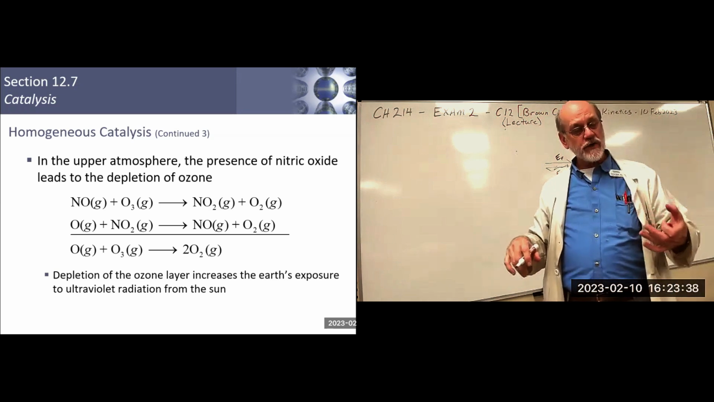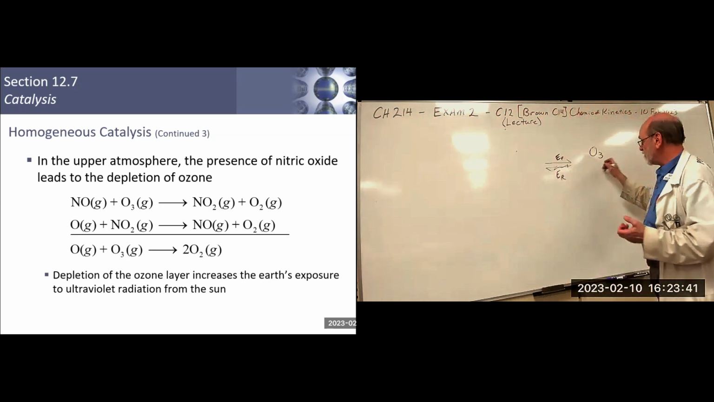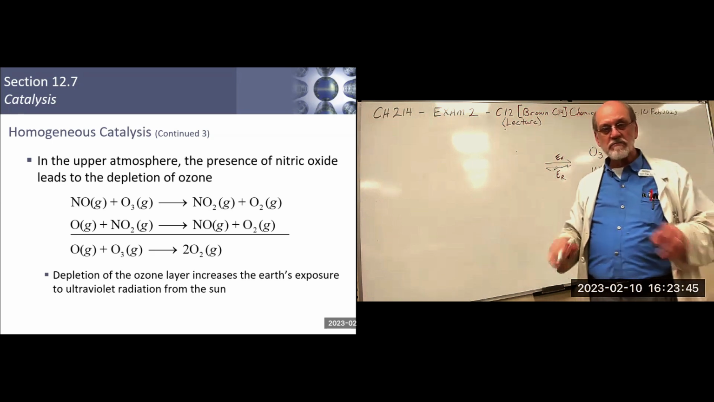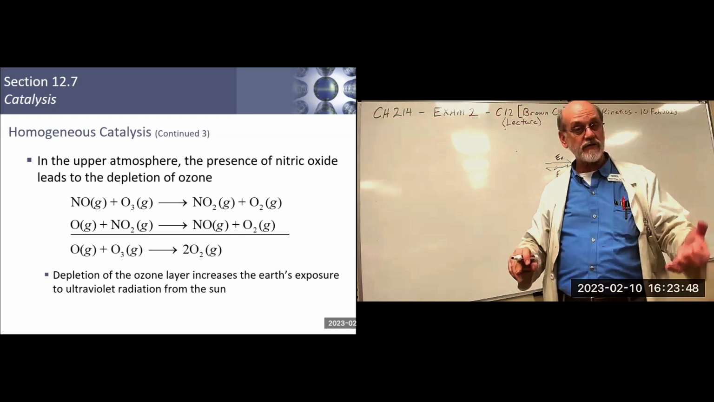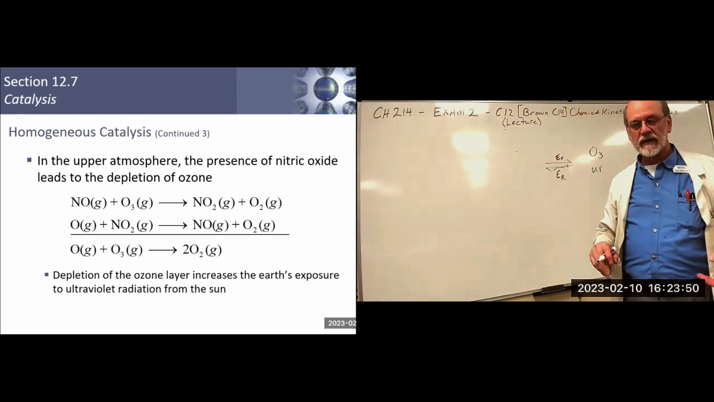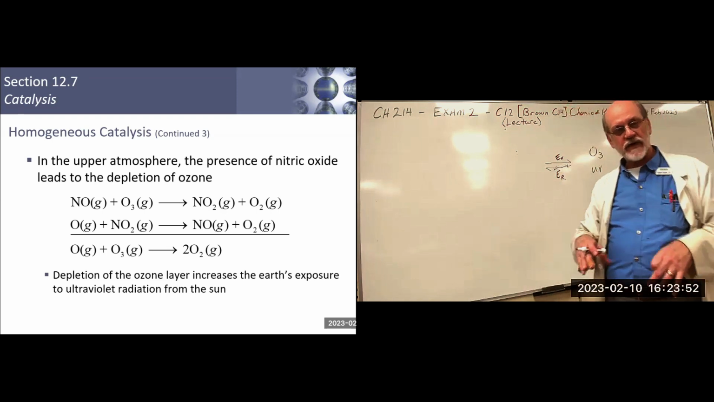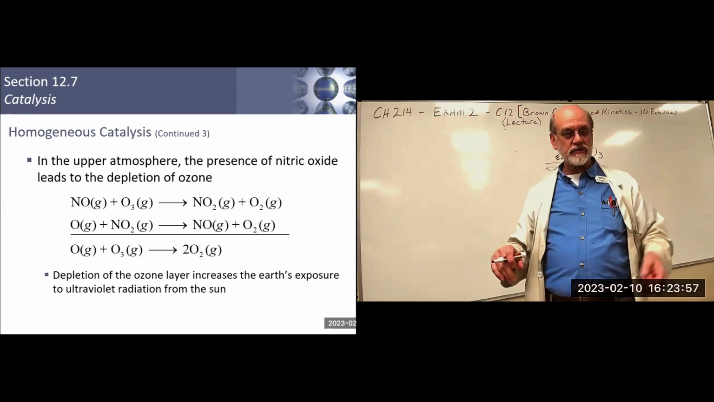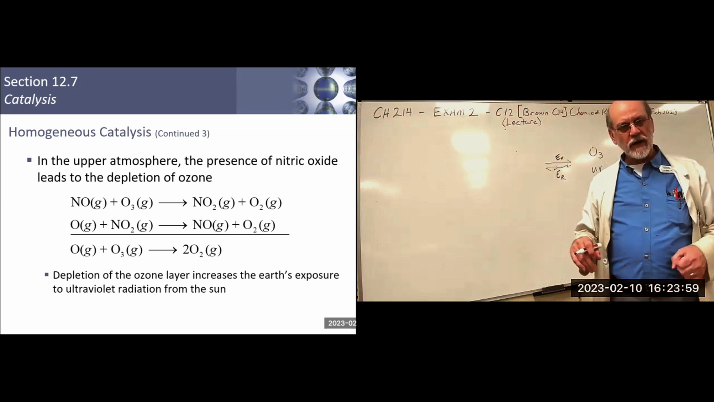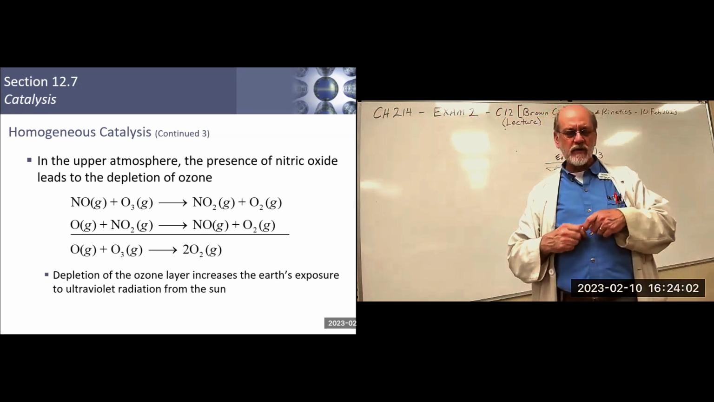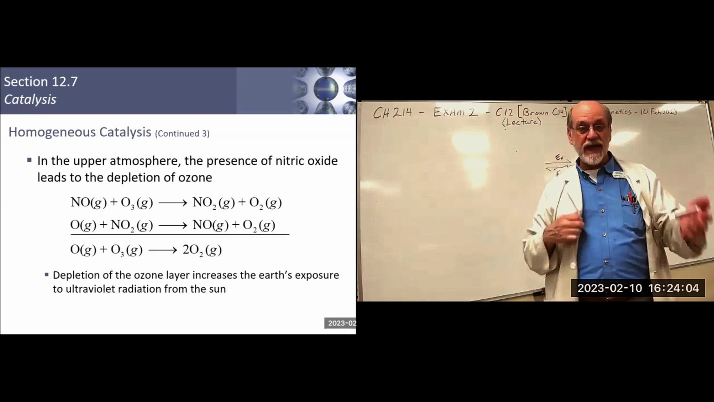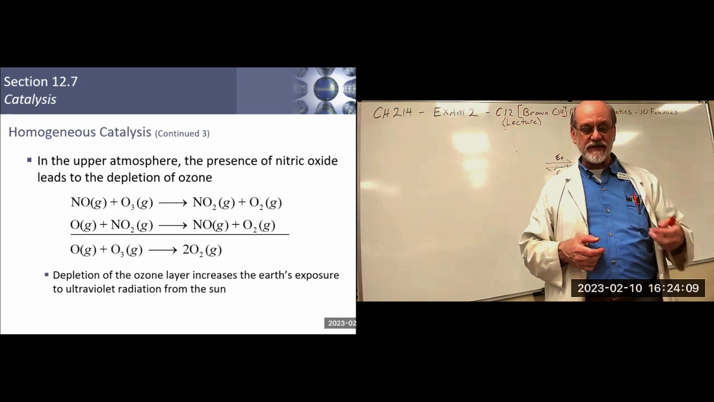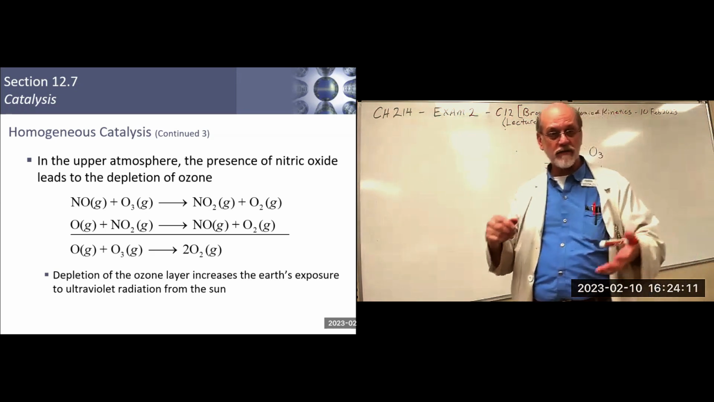The advantage to ozone in the upper atmosphere is it is very efficient at absorbing ultraviolet radiation, much more efficient than oxygen gas itself. So that protects the lower layers of the atmosphere and any plant and animal life down there from getting too much ultraviolet radiation. Well, there are certain chemicals, most of them man-made, that are released into the atmosphere that catalyze the decomposition of ozone, and this is one of them.